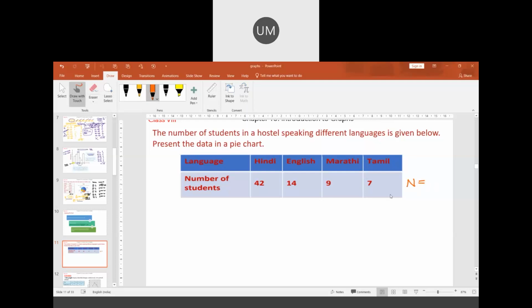What is the total? 42 plus 14 plus 9 plus 7 is 72. So for each of these, you are going to find the central angle.